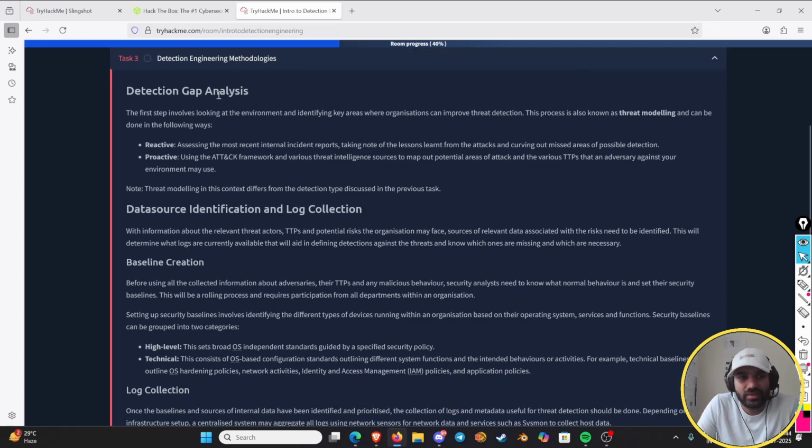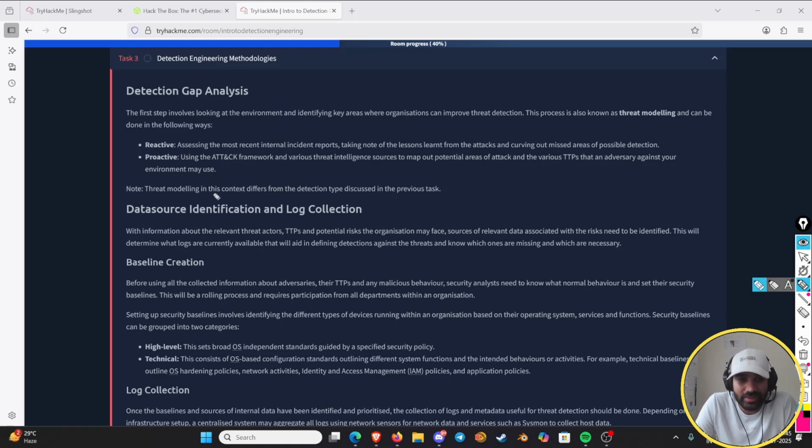Now, task 3 is detection engineering methodologies, detection gap analysis. The first step involves looking at the environment and identifying key areas where organizations can improve threat detection. This process is also known as threat modeling and can be done in the following ways: reactive and proactive. Reactive: assessing the most recent internal incident reports, taking note of the lessons learned from the attacks and carving out missed areas of possible detection. Proactive: using the attack framework and various threat intelligence sources to map out potential areas of attack and various TTPs that an adversary may use against your environment.